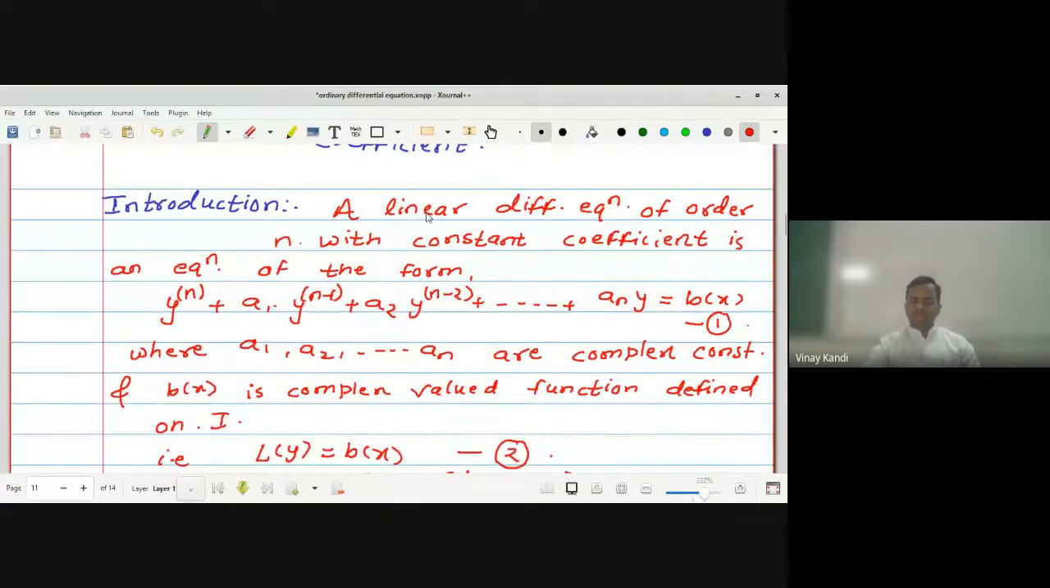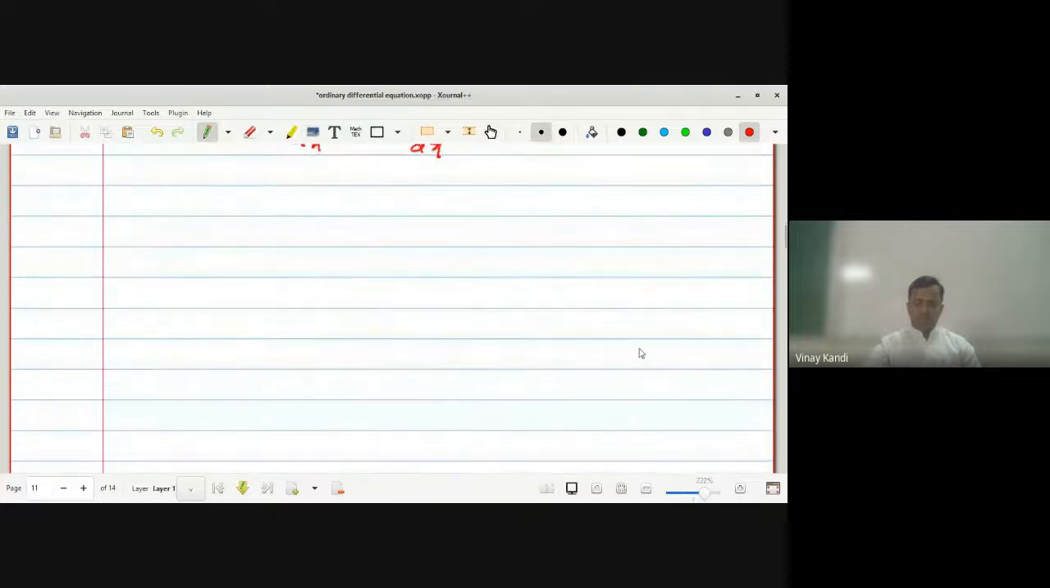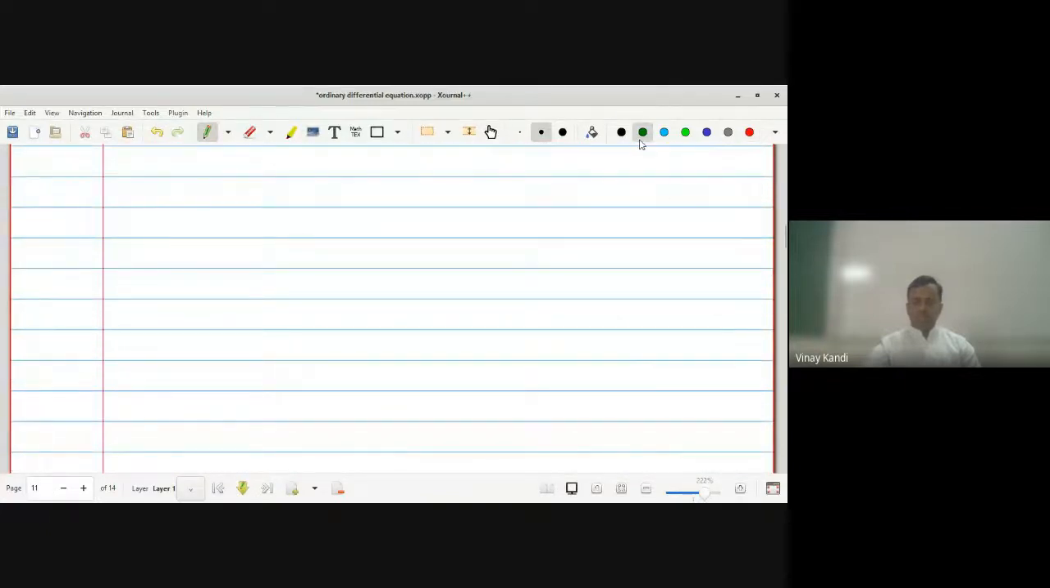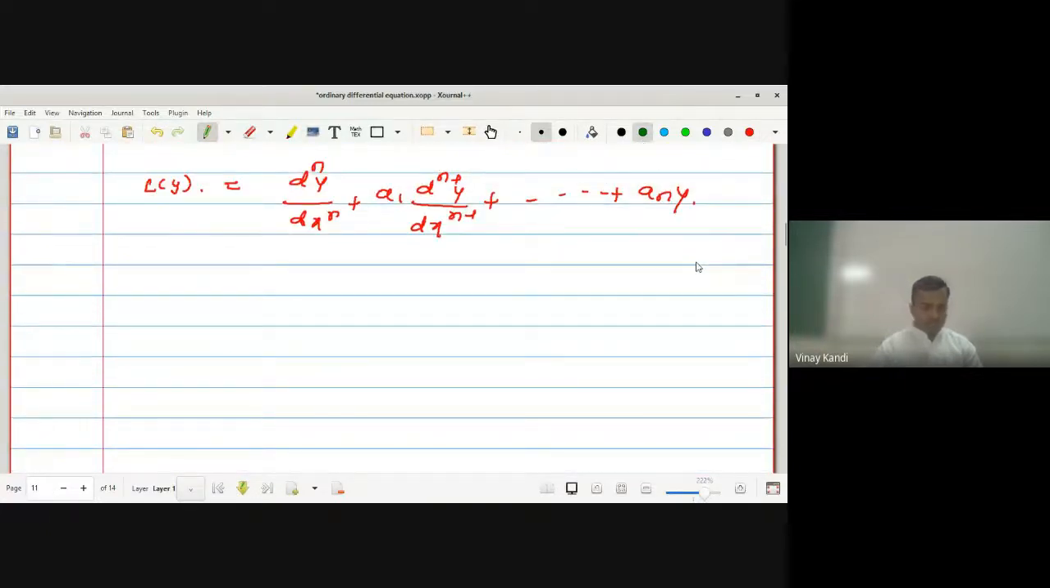Suppose there exists an x naught belonging to I such that b of x naught is not equal to 0. Then that equation is called a non-homogeneous linear differential equation. Now look at the types of linear differential equation.